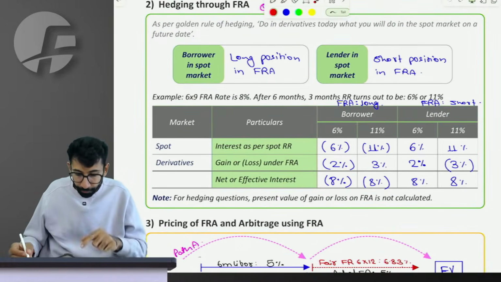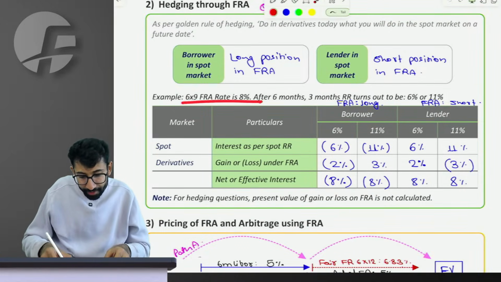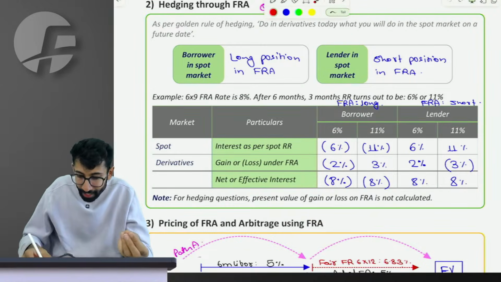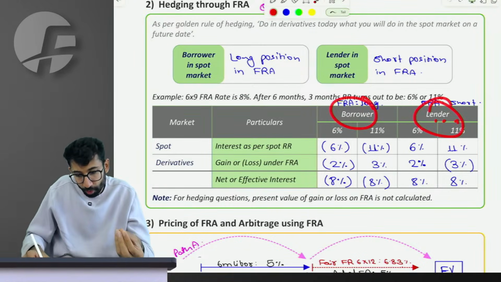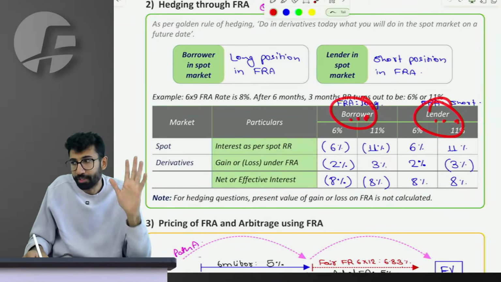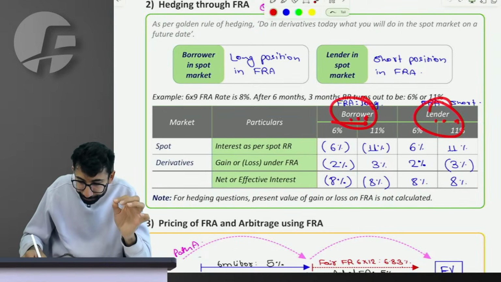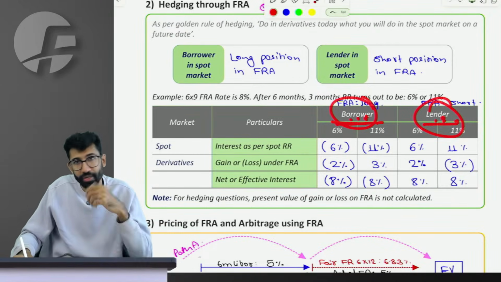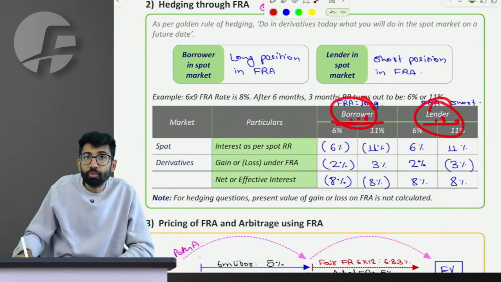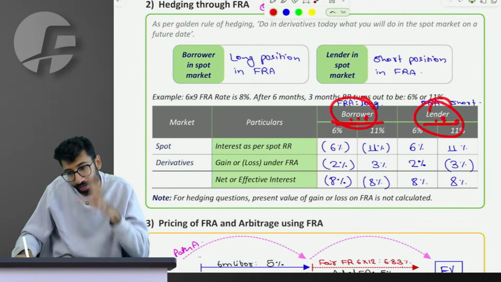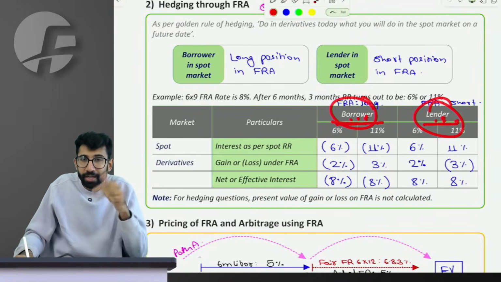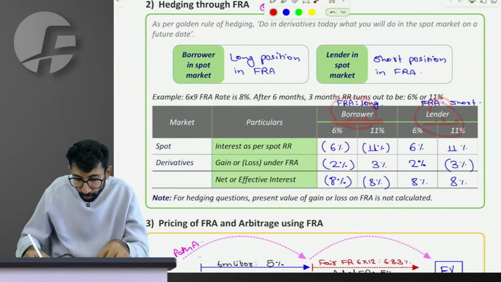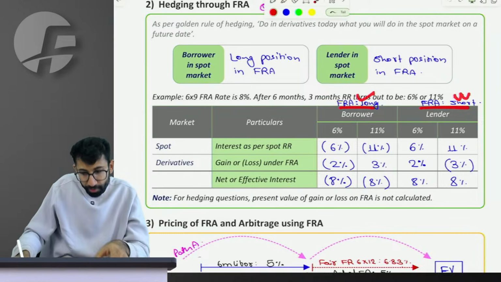Let me prove it to you. Imagine that a 6/9 FRA is 8%, which means after 6 months in the spot market for a period of 3 months, I would once want to be a borrower and I would once want to be a lender. Correct? Making it the most comprehensive for you. After 6 months, for a period of 3 months in the spot market, I am planning to be a borrower and a lender. Accordingly, as per the golden rule, what position should I take in the derivative today? Sir, enter into a contract. As a borrower, enter into a contract to borrow, which means take a long position in FRA. Here you take a short position in FRA.